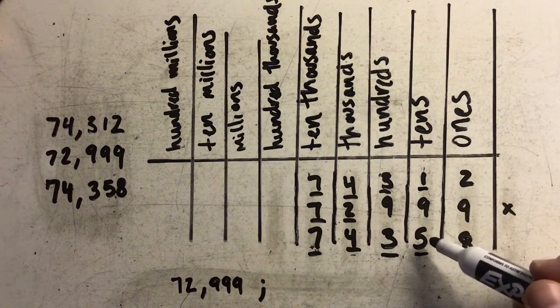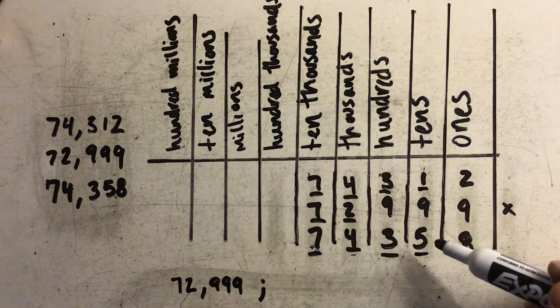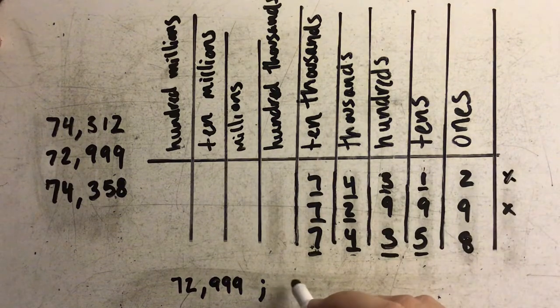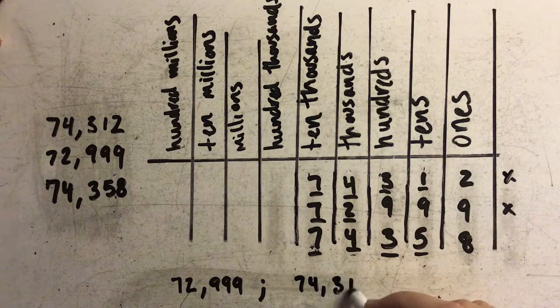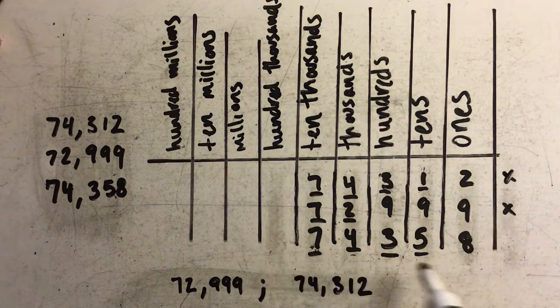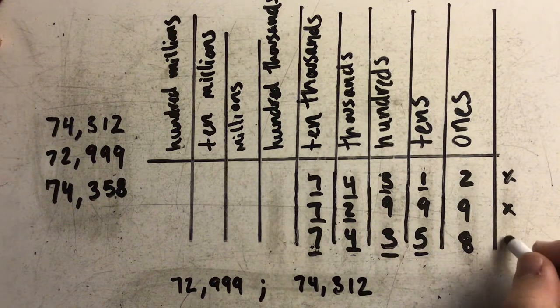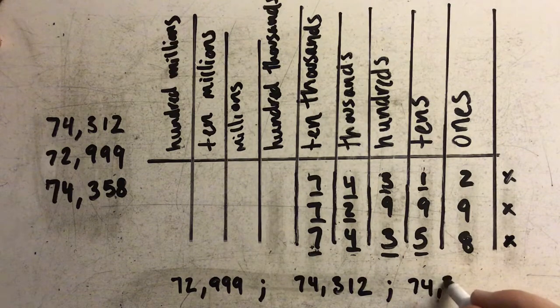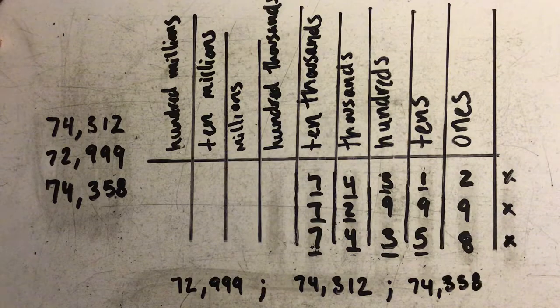So again, if I'm looking for the least, the lowest number, I'm going to choose the 1. And that next number that would fall in my order would be 74,312. And then finally, I know by default that my largest number would be this number right here, which would be 74,358, as it was the only number left over.